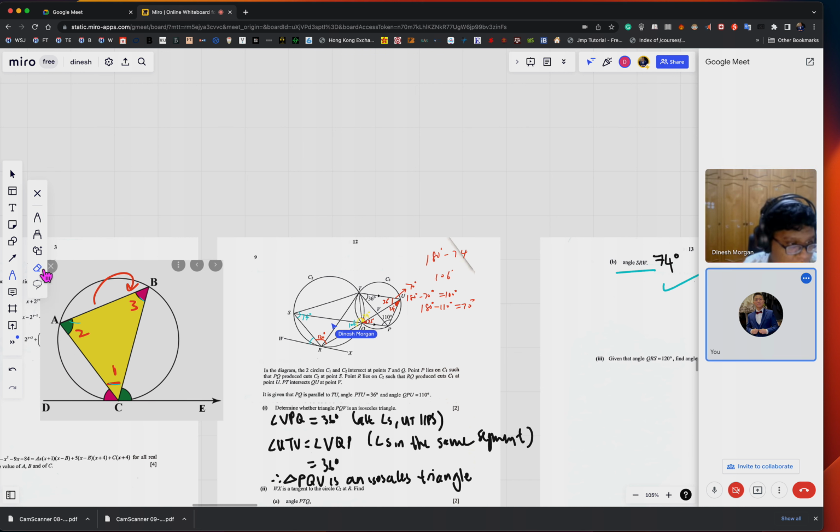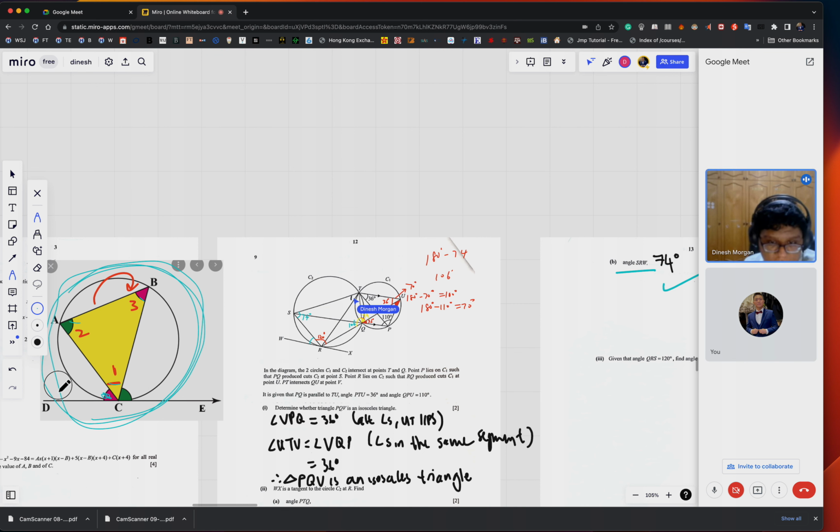So if you have this, okay, this is the pink one. I'm talking about the yellow one. This is 74. What is this called? What theorem is this? Tangent chord. Okay, tangent chord theorem. So it's the next one, and it's 1, 2, 3. The same thing, you go this way, 1, 2, 3.